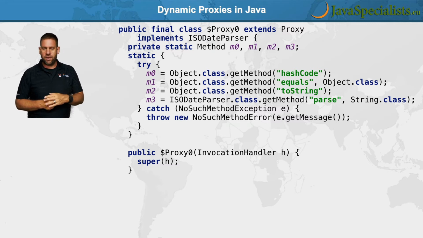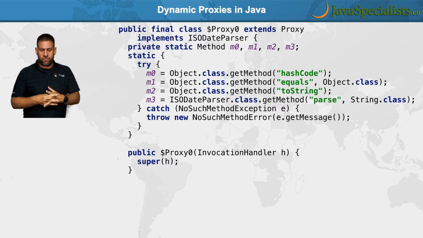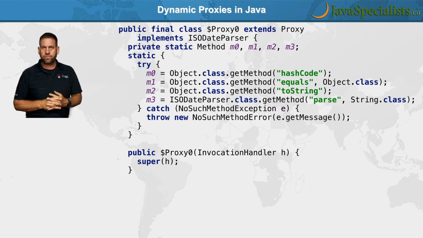So this is part of when the class is loaded for the first time, these method fields are discovered and stored inside the $Proxy0. And then we see the constructor, which takes an invocation handler as a parameter and just passes it up to the superclass. And we can access it directly from inside $Proxy0.